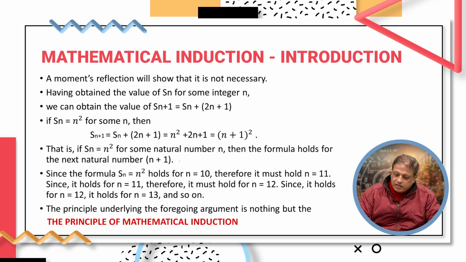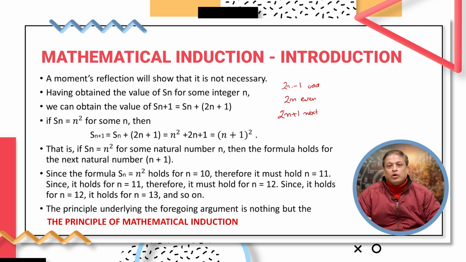Now, to understand better, 2n minus 1 is an odd number, so 2n is an even number. Now, 2n plus 1 will be the next odd number. So, in order to have the sum up to the next odd number, the sum of n plus 1 terms will be equal to the sum of n terms plus 2n plus 1, which is the next odd number.